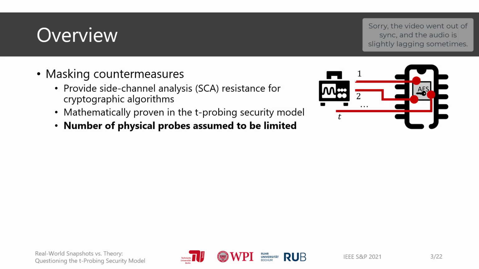Masking countermeasures have been developed to provide side-channel analysis security for cryptographic algorithms, and they have been employed in, for instance, banking cards for more than a decade. The security is mathematically proven in the T-probing security model, which I will explain in a bit more detail on the next slide. Its central assumption is that the number of available and independent probes is limited.